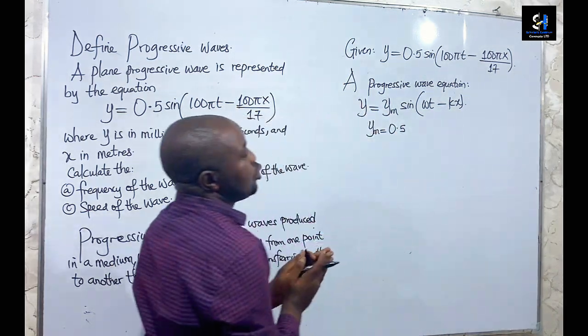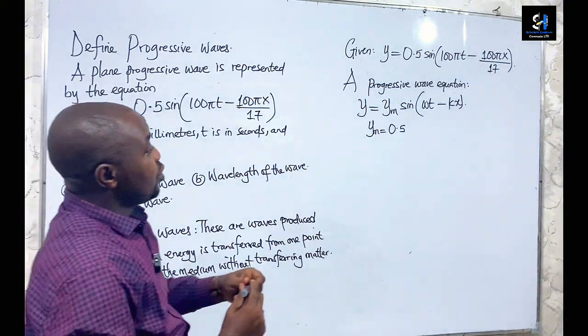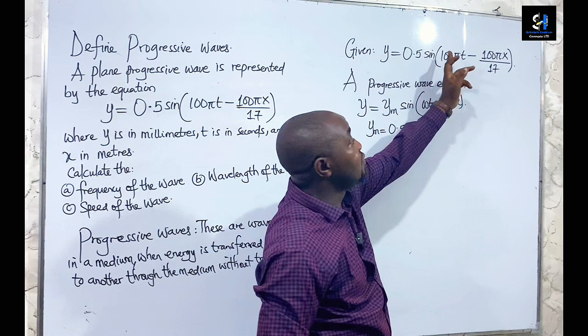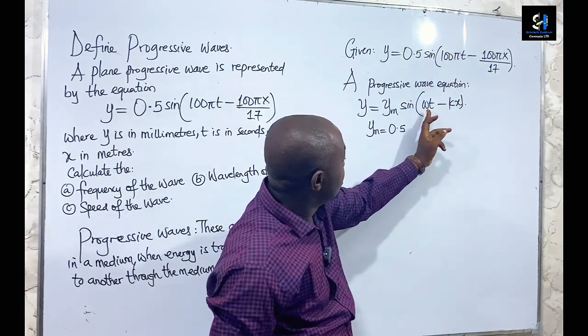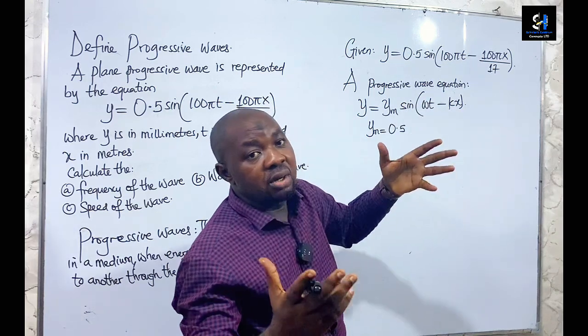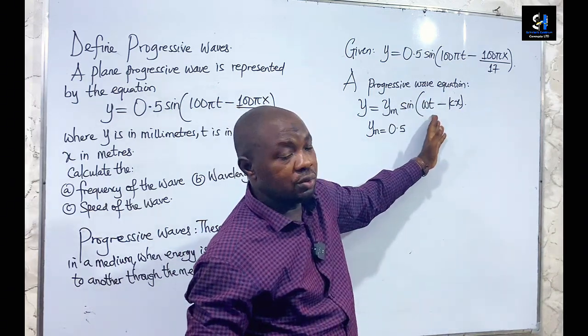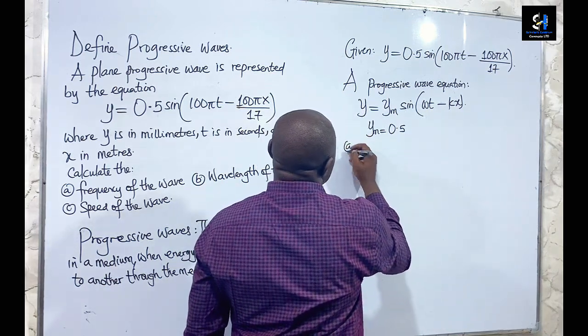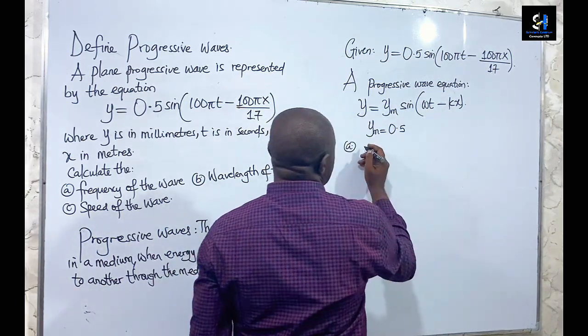In this case, what we are going to do is to equate where we have time t in the given equation with where we have t in the general equation. So the first question is to calculate the frequency.